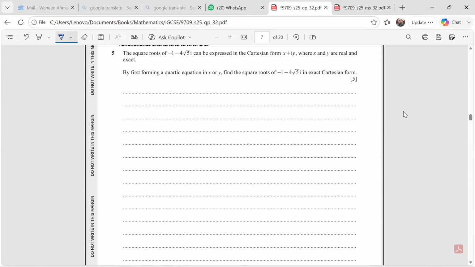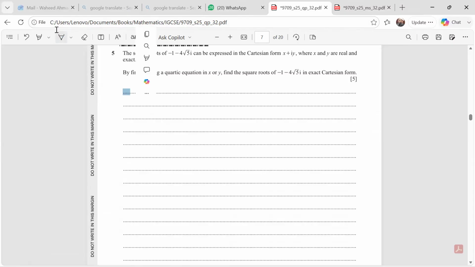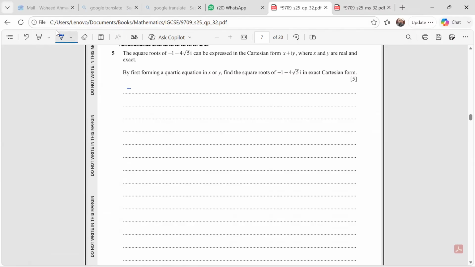The square root of this complex number can be expressed in the Cartesian form this way, where x and y are real numbers. By first forming a quadratic equation, find the roots of this. So the question is, we have this number, -1 - 4 under the root 5 iota, and we need to find its square root.